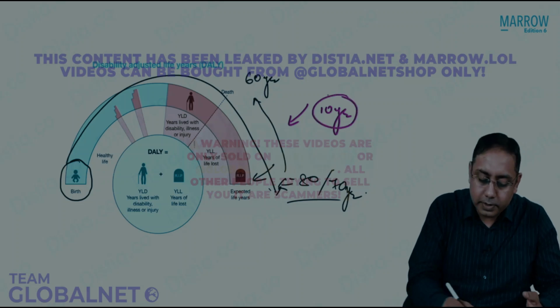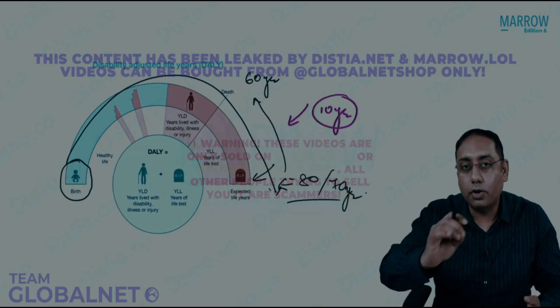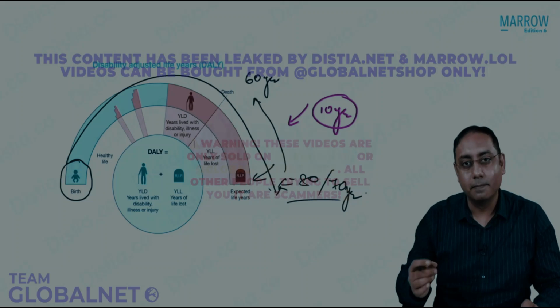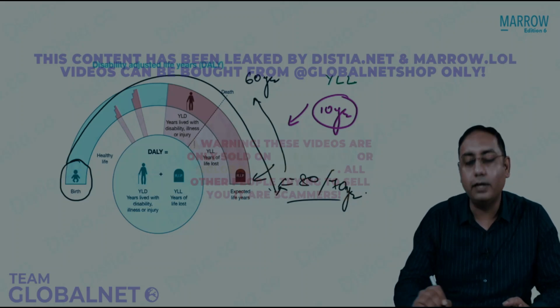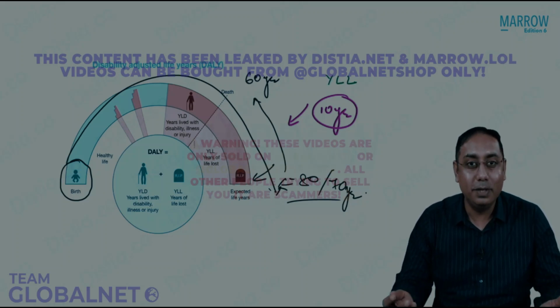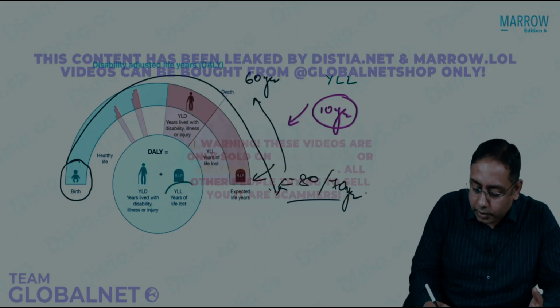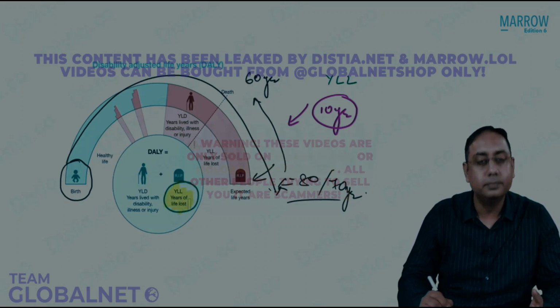So what are these 10 years? We say that the number of years lost due to premature death is years lost to life, YLL. What do you mean by YLL? YLL stands for years lost to life.